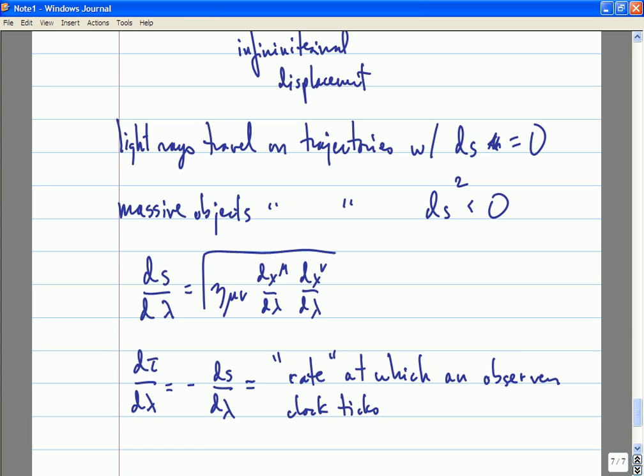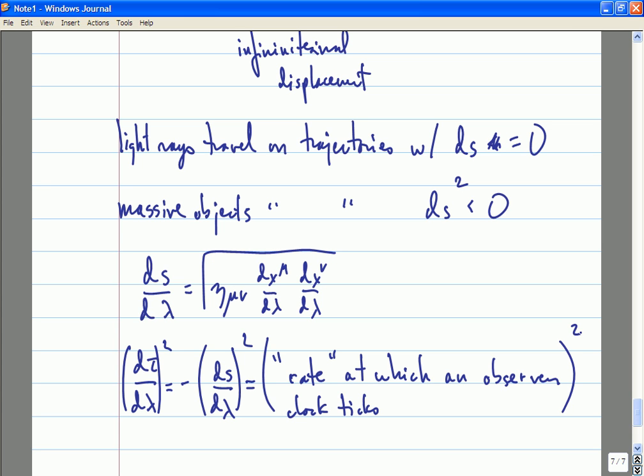Yes? Instead of 1, it shouldn't be an I, because d tau is I times dx. Oh, I'm sorry, you're right. Yeah, you're right. Okay. Does that make you happy?